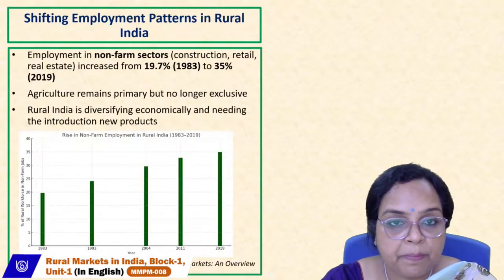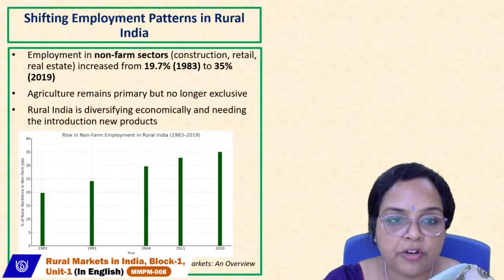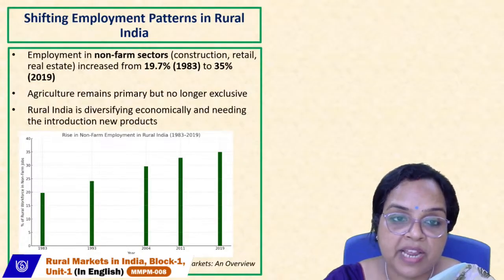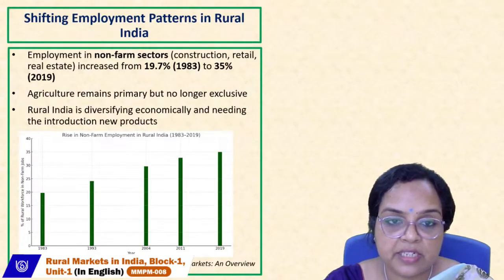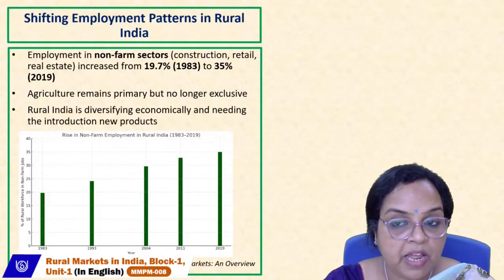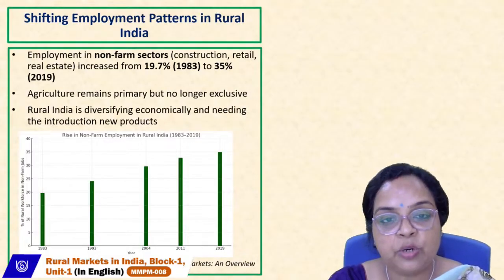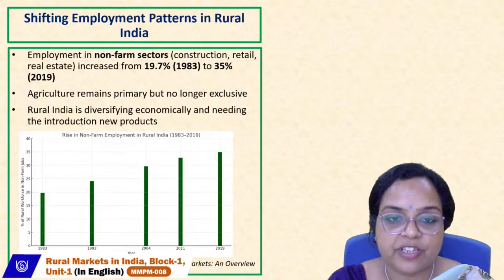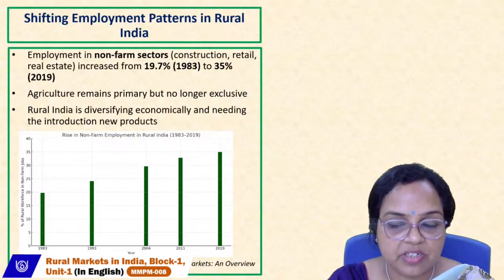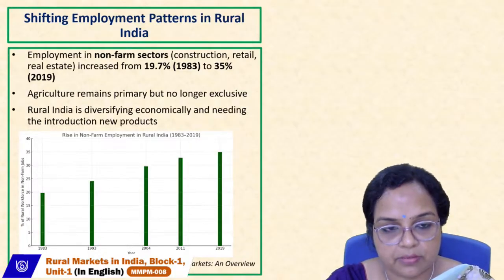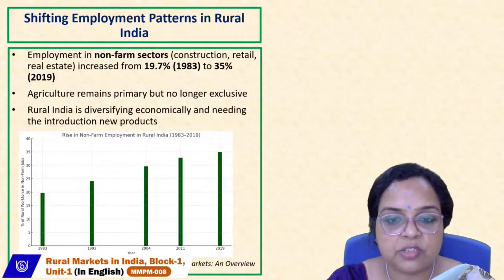There is a shift in employment patterns in rural India. Employment in non-farm sectors, construction, retail, and real estate, has increased from 19.7% in the year 1983 to 35% in 2019. That means the income source or employment source has shifted from agricultural land to other industries, for example the construction industry, retail industry, or real estate industry. Agriculture remains the primary but not the exclusive one. That means people are looking for other job options.